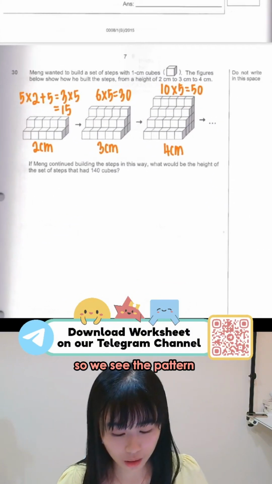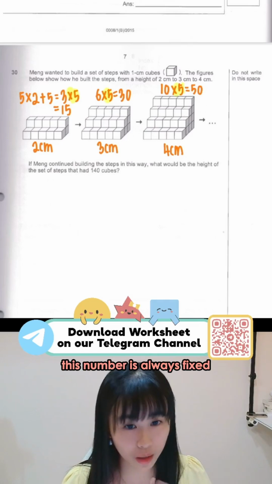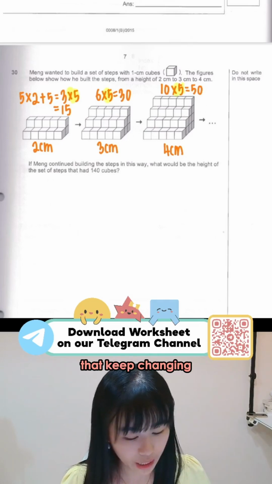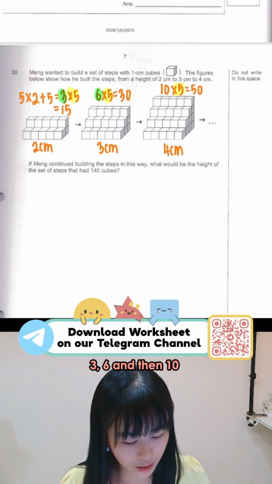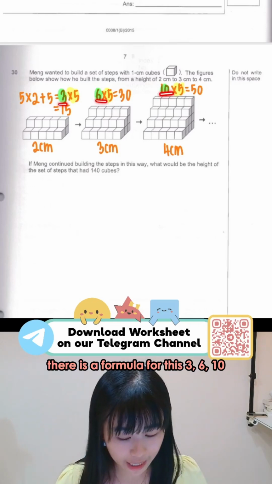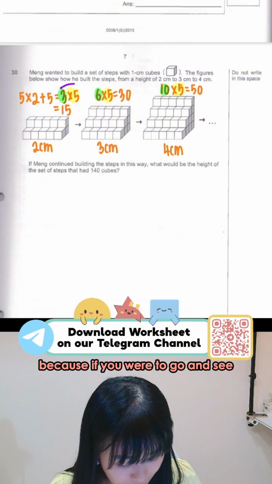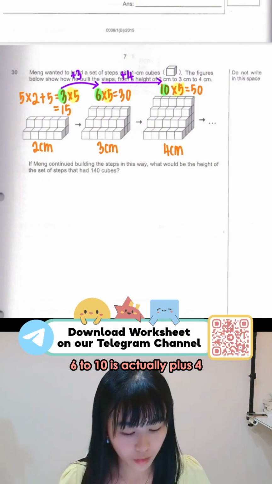So we see the pattern. It's always times 5, always times 5, always times 5. This number is always fixed. What is the number that keeps changing? That's the formula we need to derive. 3, 6, and then 10. There is a formula for this 3, 6, 10. Because if you go and see, the difference is actually a plus 3. A 6 to 10 is actually a plus 4.